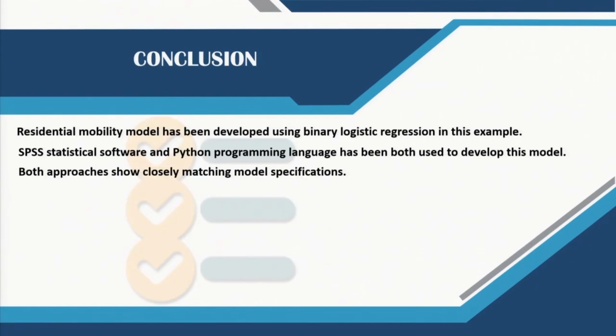And to conclude, we can say the residential mobility model has been developed using binary logistic regression in this example, and both SPSS statistical software and the Python programming language have been used to develop this model. Both approaches show closely matching model specifications.